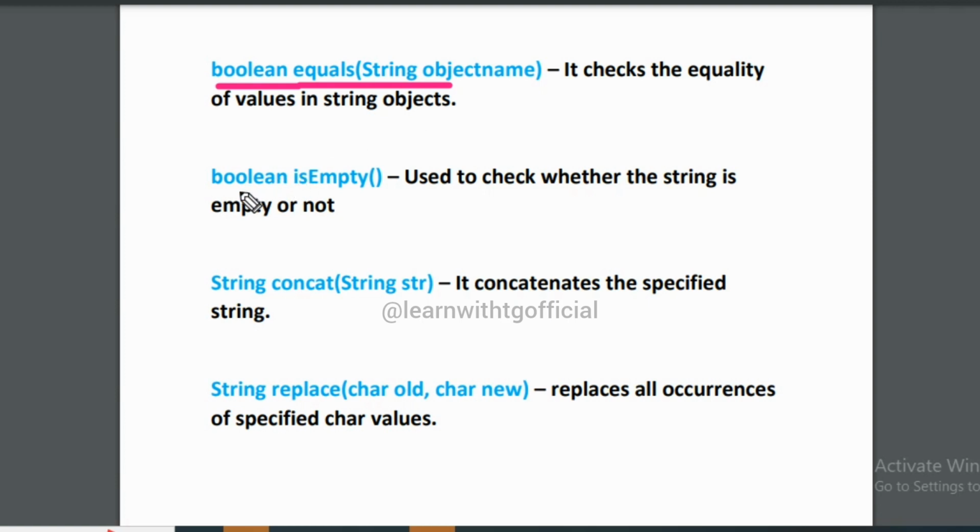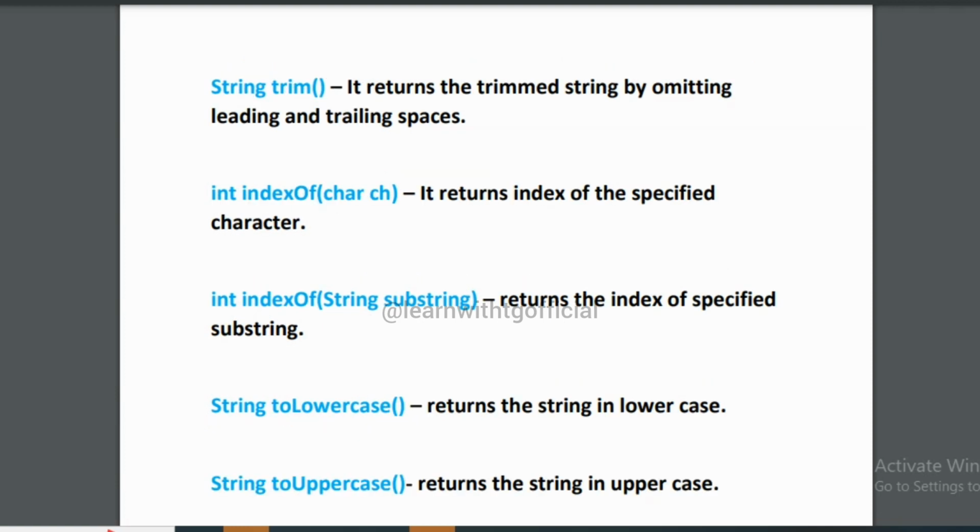Boolean isEmpty method is used to check whether the string is empty or not. String concat(String str) concatenates the specified string. Replace(char old, char new) replaces all occurrences of the specified char values. String trim method returns the trimmed string by omitting leading and trailing spaces. Int indexOf(char ch) returns the index of the specified character.